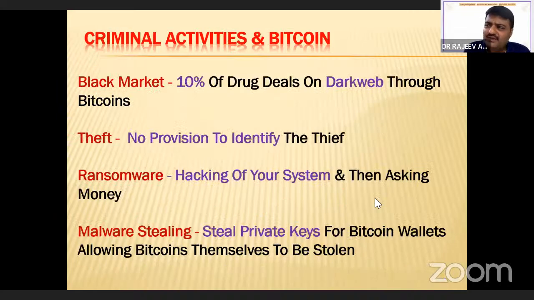Now, why Bitcoin has come into the picture, and many governments are trying to ban it, or not taking it with a pinch of salt, is because of the black market. 10% of drug deals on the dark web are done through Bitcoins. Theft, with no provision to identify the thief. Nowadays, whenever a bank's website or any company's website or other software gets hacked, they ask them to pay in Bitcoins, because the person making the payment does not know in whose account or which wallet it goes. Ransomware, hacking of your system, as I told. Malware stealing, like you steal the private keys for Bitcoin wallets and then the wallet becomes empty. You are left with nothing. So this is one of the criminal activities.